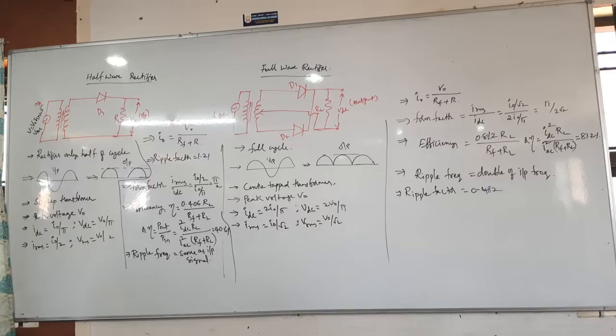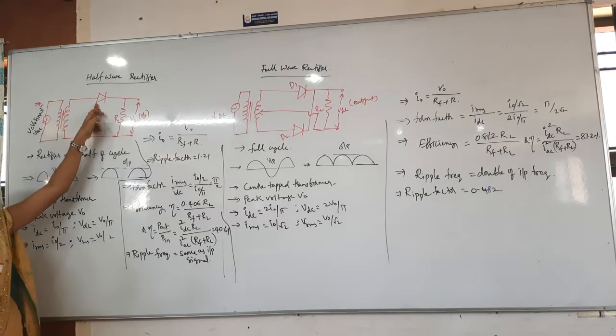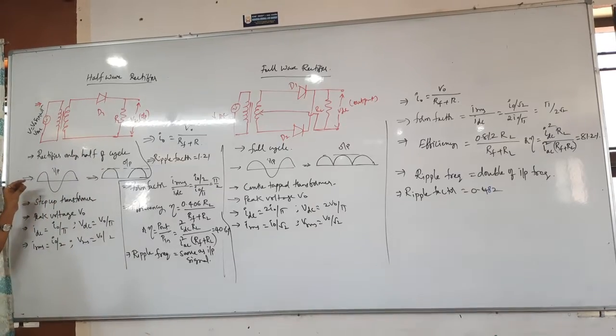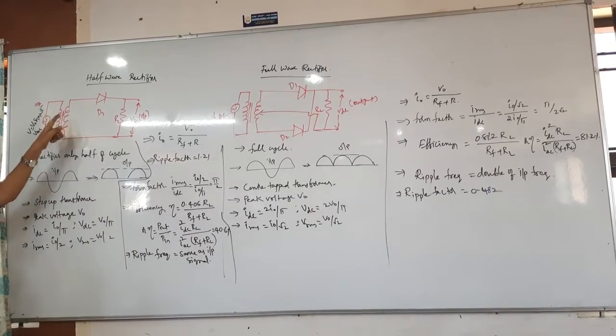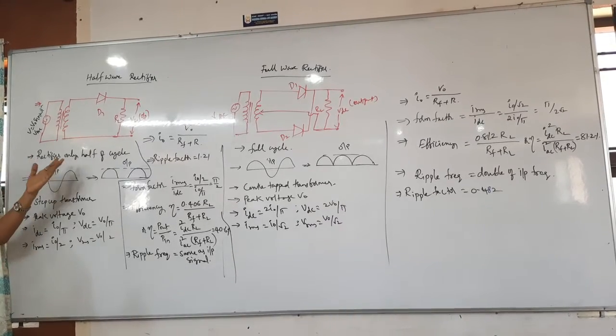And the most important thing is the efficiency. Efficiency is very, very important. See that in the half wave rectifier there is only one diode. That one diode will rectify only half of the input signal. In forward bias it will rectify only the first half, and if it is in reverse bias, at that time it will rectify the second half.